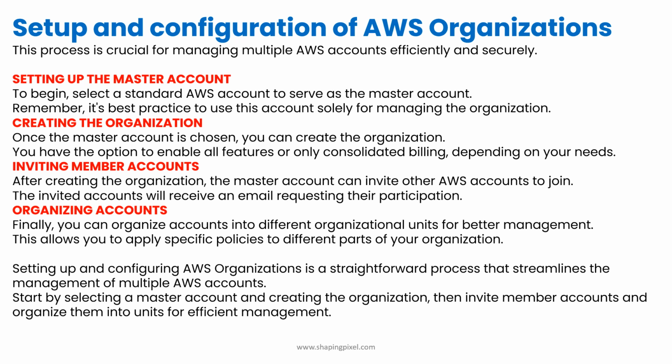Setting up and configuring AWS Organizations is a straightforward process that streamlines the management of multiple AWS accounts. Start by selecting a master account and creating the organization, then invite member accounts and organize them into units for efficient management.